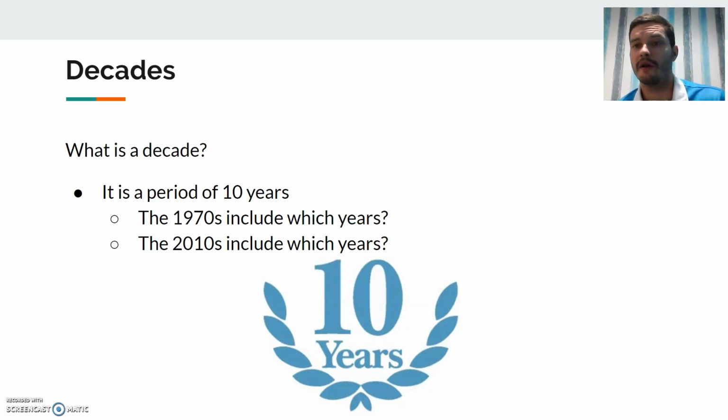You may also hear me mention the word millennium or millennia. So a millennium is a period of 1,000 years. Okay, so that's decades, centuries, millennia, periods of 10, 100, and 1,000 years respectively.